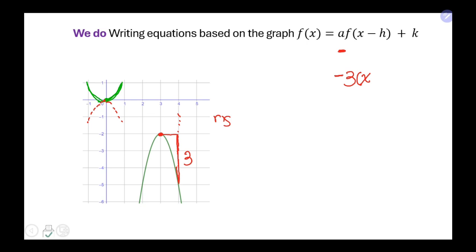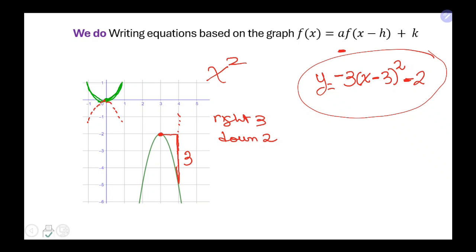This went right 3 units and down 2 units. If it goes right, it's negative 3 exponent 2. Why exponent 2? Because the parent function is x squared. So I have y equals negative 3 times (x minus 3) exponent 2, and it went down 2. That's the function rule.